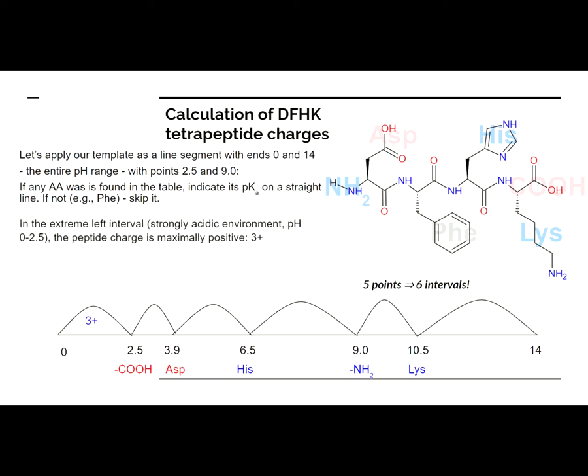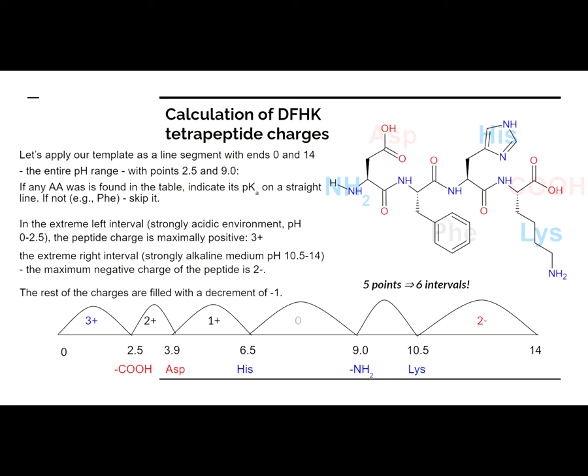In the extreme left interval, a strongly acidic environment, the peptide charge is maximally positive, 3+. We can see 3 positively charged structures which are marked with blue color. In the extreme right interval, a strongly alkaline medium, the maximum negative charge of the peptide is 2-, because only 2 negatively charged structures are present in our peptide. So we can see the beginning and the end of the intervals, and all the rest of the intervals we fill by a decrement of 1. So we can see 3 plus, 2 plus, 1 plus, 0, 1 minus, 2 minus. Now we have completed this task too.